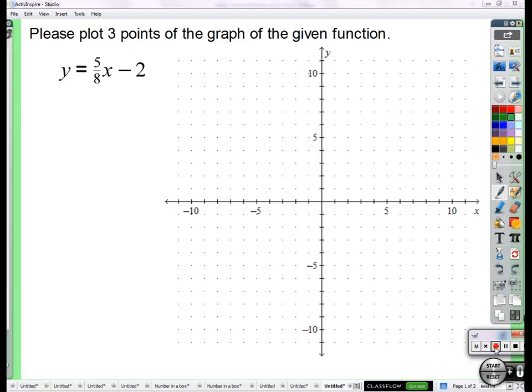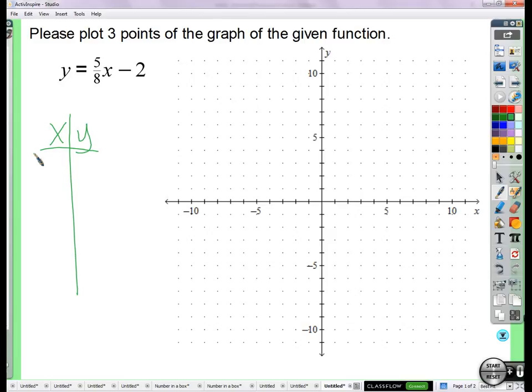How are we going to find a point for this graph given this function? Input, output, right? Input and output, that's what a function is. Put something in, get something out. Okay? I see this on several of your papers. So we choose to plug something into the function.